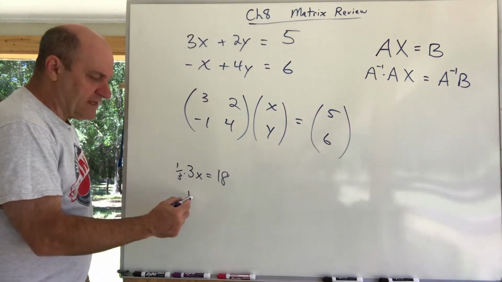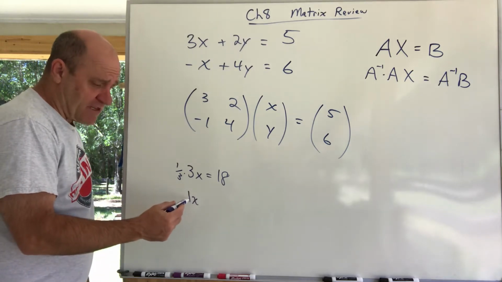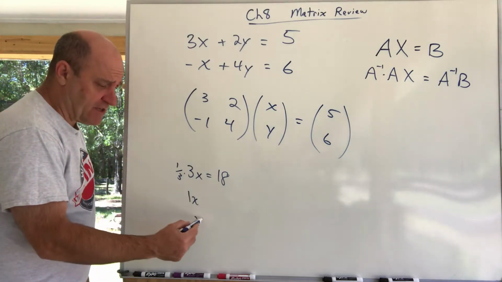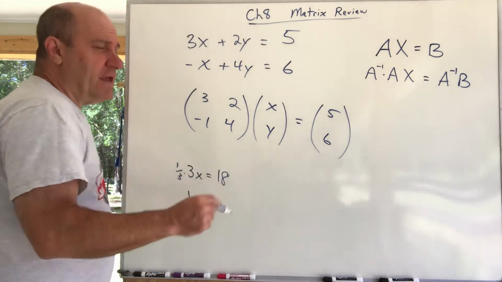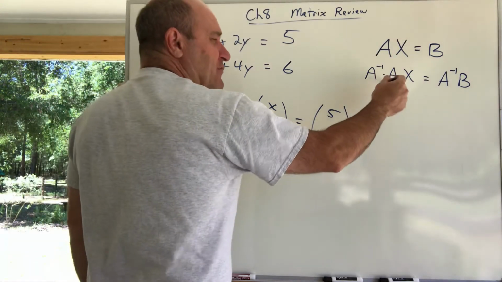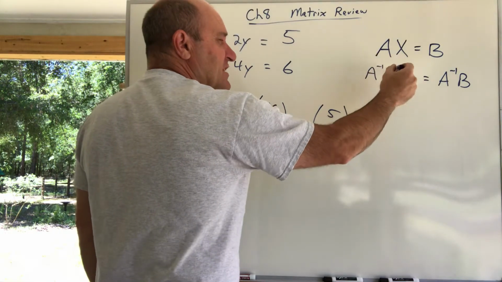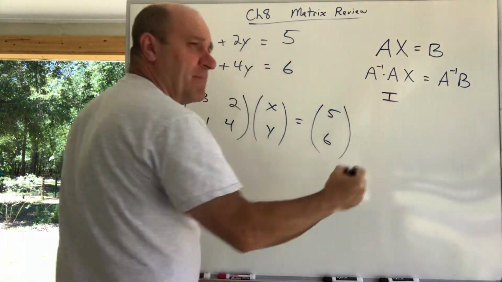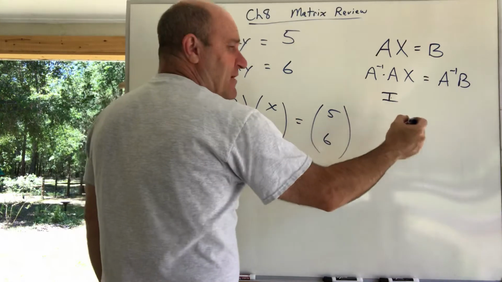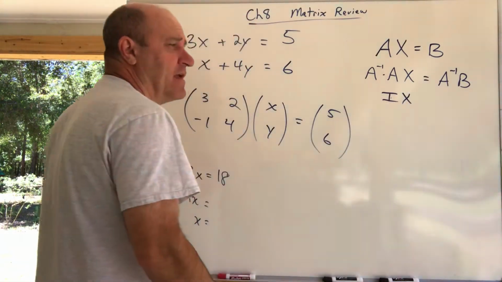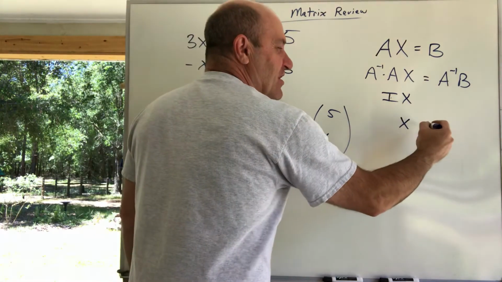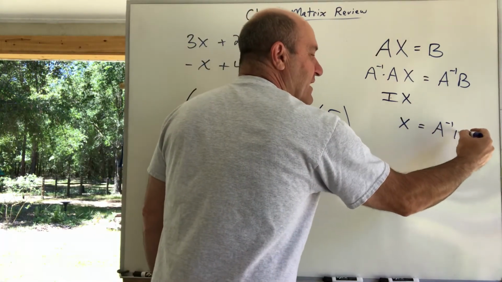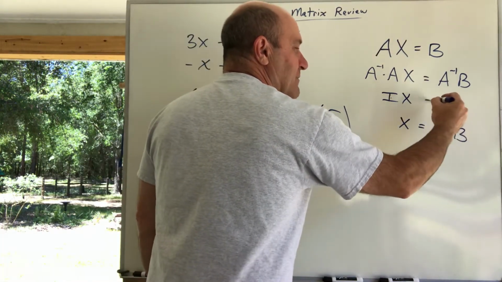So you get a 1 times x, and the identity element is awesome because what's 1 times x? It's just x. So that's what happens in matrix world. When I multiply A inverse times A, I get the identity element I. That's the identity matrix I times x. And what is I times x? It's just x. That's the definition of an identity element. So the answer is A inverse times B.